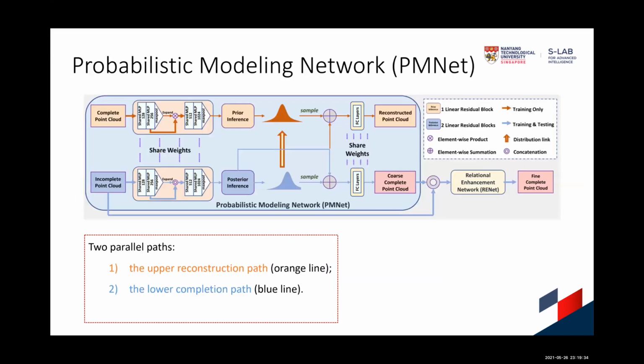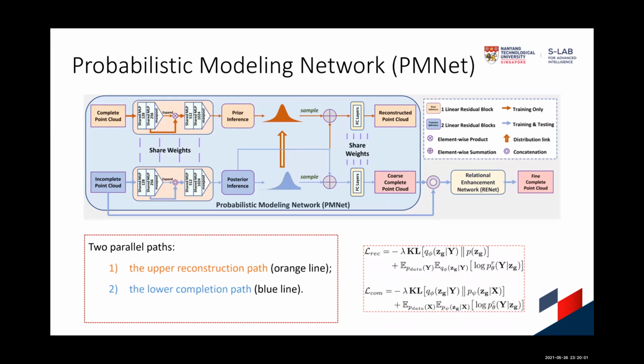The first subnetwork PMNet has two parallel paths, the upper reconstruction path and the lower completion path. The reconstruction path is only used in training, and the completion path generates a coarse complete point cloud based on the encoded distribution and global features. The two paths use similar variational encoder-decoder architectures. Hence, we can formulate their training loss by these equations, respectively.